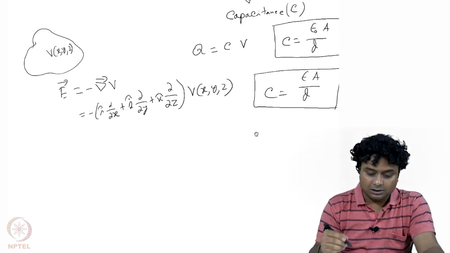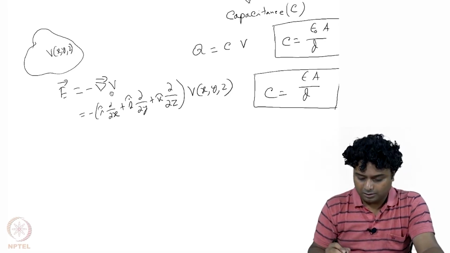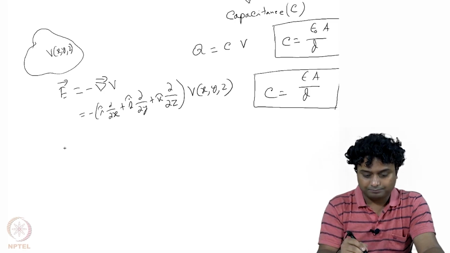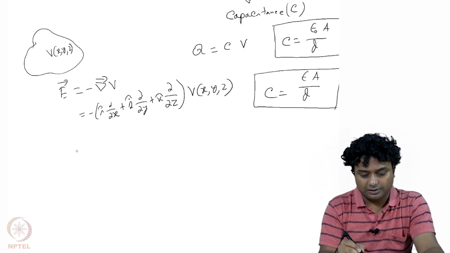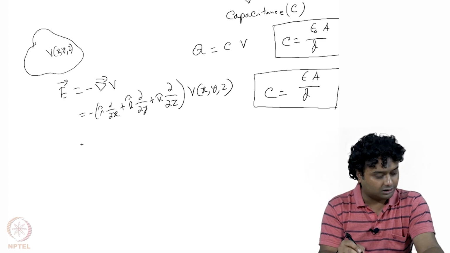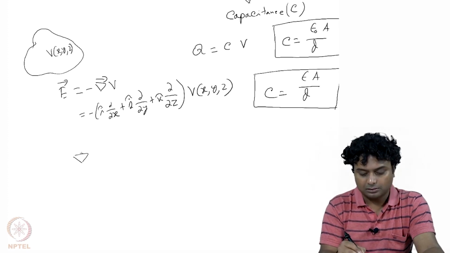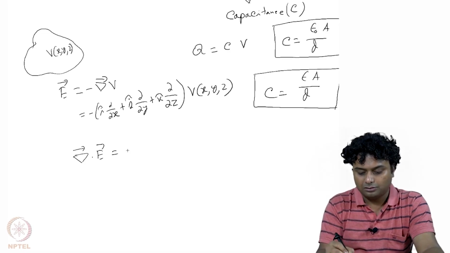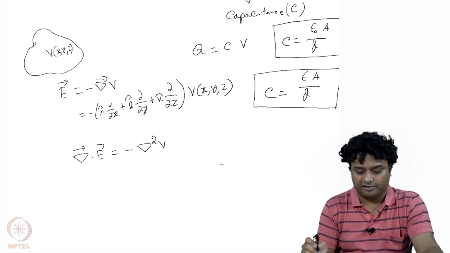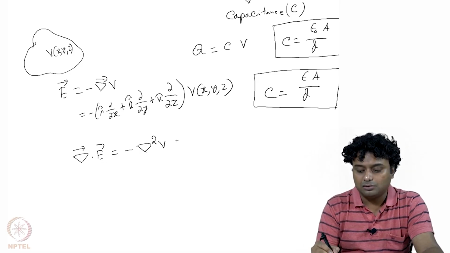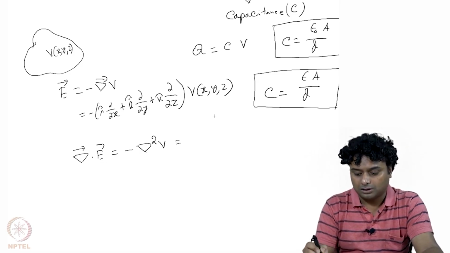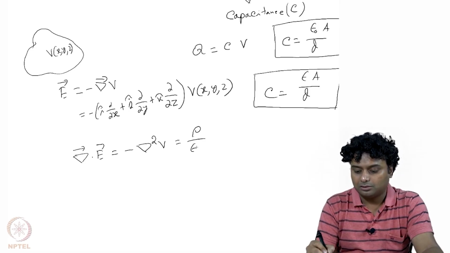Okay. And in this equation, E equal to minus grad V, if we apply another first derivative, or another differential operator, then we will get divergence of E is equal to minus del square V, right. And divergence of E, earlier we have seen from Gauss's law, is equal to rho by epsilon, correct.